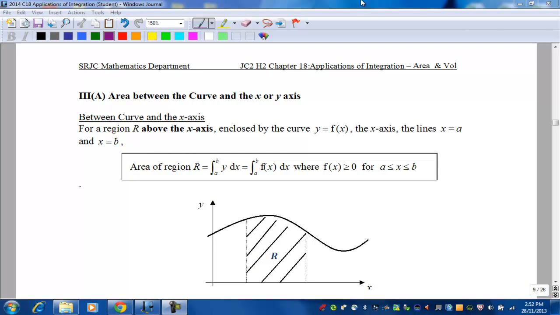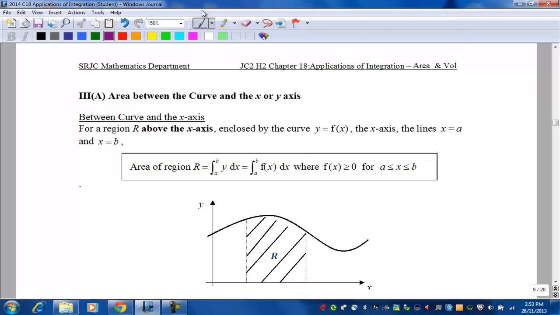Alright, we are moving on to explore the applications of integration. Now in the real world, there are many fields that make use of integration. If you want me to give an example of such an application, it will be the area under the speed-time graph, which gives you the distance traveled by the object. So in this particular section, we are looking at the area between the curve and the x or the y-axis.